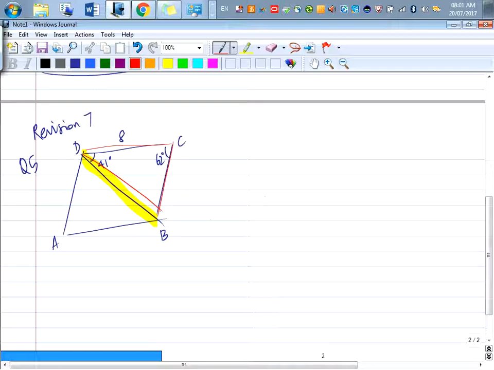So the red triangle is what I'm interested in. The yellow part is what I need to find out. 5A. Oh, 5BC, sorry. Find the yellow side, BC. So 5A, what rule should we use and why?